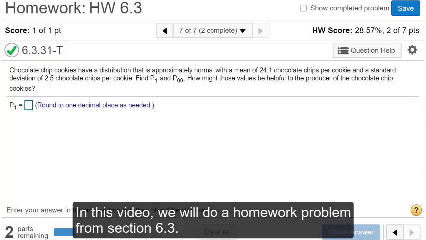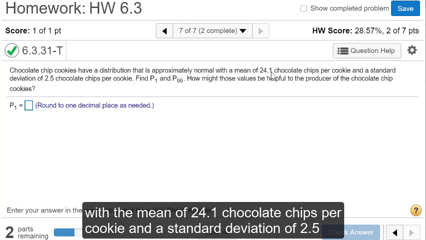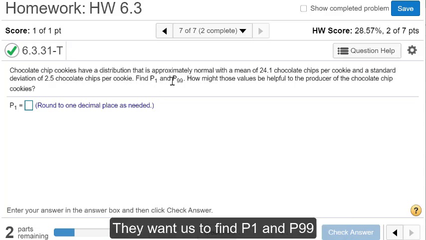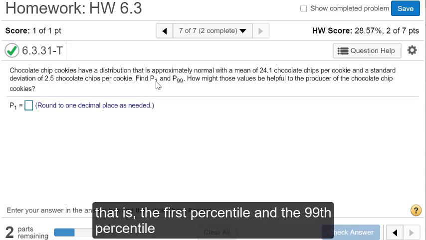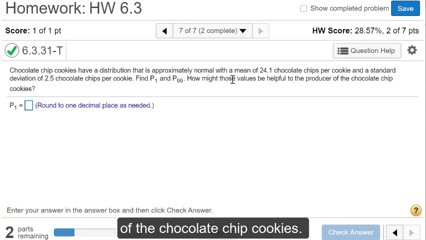In this video, we will do a homework problem from section 6.3. It says that chocolate chip cookies have a distribution that's approximately normal with a mean of 24.1 chocolate chips per cookie and a standard deviation of 2.5. They want us to find P1 and P99. That is the first percentile and the 99th percentile. And then they have a follow-up that says, how might those values be helpful to the producer of the chocolate chip cookies?